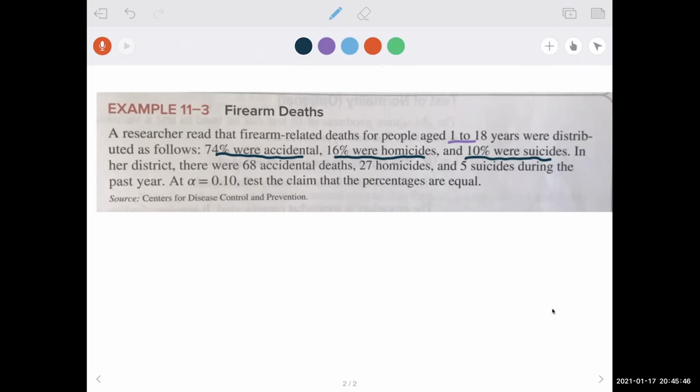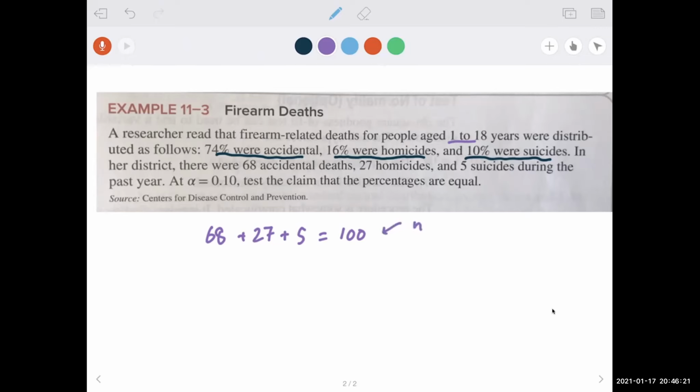So let's see, the first thing to do would be to look at the sample size. So we've got 68 plus 27 plus 5. And thankfully enough, I think that adds up to exactly 100. We just should double check this with a calculator because I often do this part wrong. All right, no, I think that works out. Okay, so that's going to be our sample size. This is going to be n.